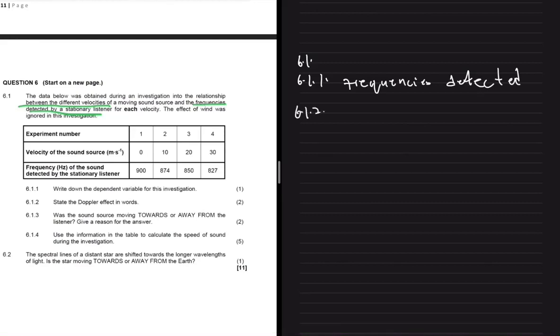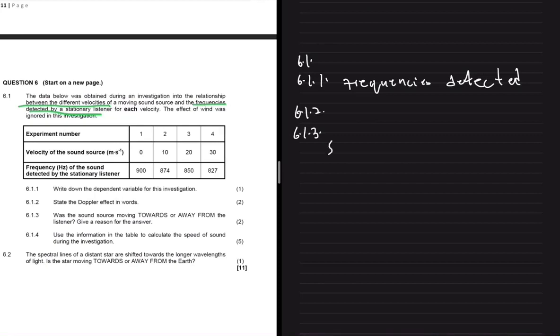6.1.2: State the Doppler effect in words as the change in frequency, pitch, or wavelength observed by a listener because of relative movement between a sound source and the listener. 6.1.3: Was the sound source moving towards or away from the listener? Give a reason for your answer.